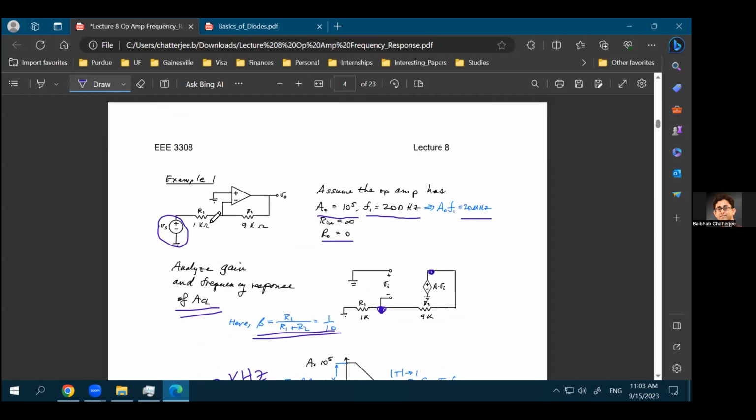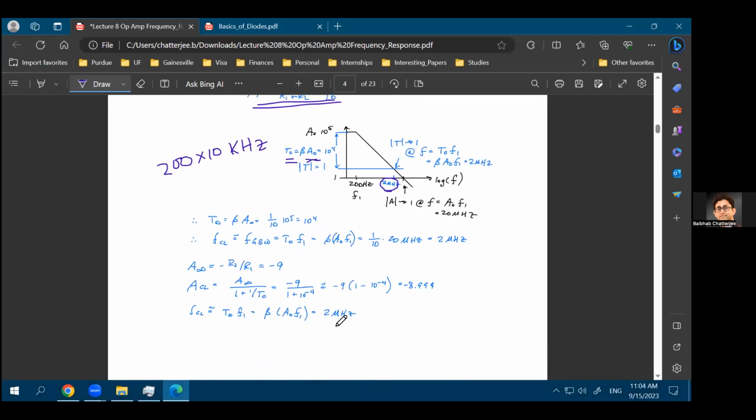When you have put this in the feedback loop, from 200 Hertz, which was the open loop bandwidth, your closed loop bandwidth increases to 2 megahertz. But your closed loop gain reduces to 1 over beta, which will be equal to 10. All right, so that's what we are doing in the calculation. T naught is 10 to the power 4. That's beta times A naught. The closed loop frequency will be T naught times F1, or beta times A naught times F1. That is 2 megahertz.